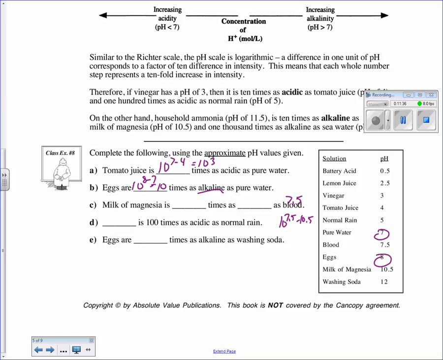When I'm looking at milk of magnesia in reference to blood, blood and milk of magnesia are both alkaline. So we're looking at that alkaline measurement, and we're going to generate a positive number for the alkalinity. I'm going to go 10.5 minus 7.5 to get the alkalinity increase. So that's 10 to the 3 times.